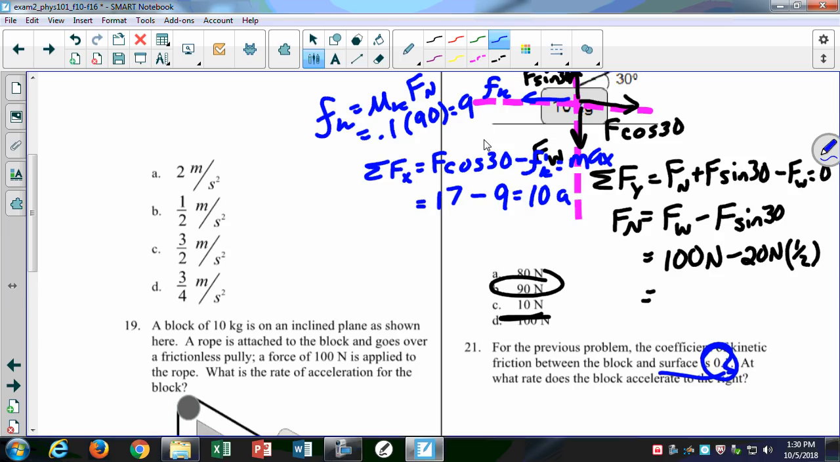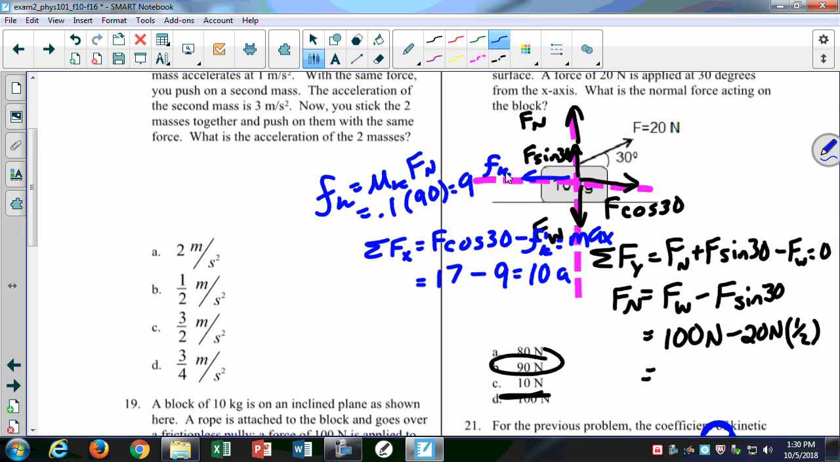The 17 is F cosine 30. F was given in the problem. It's 20. That's this force right here. And then cosine 30 is 0.86. So 20 times 0.86. Oh, okay.